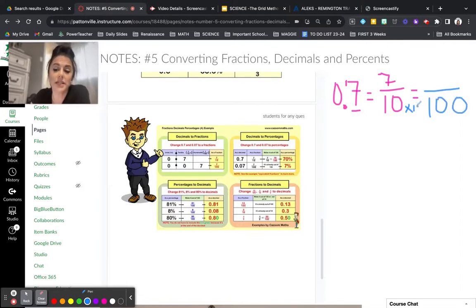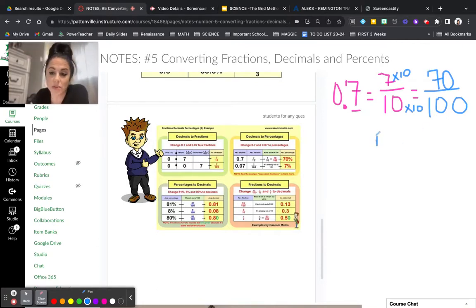I know 10 times 10 is 100. And if you don't know that, you can use your fact sheet. So 10 times 10 is 100. I also know whatever I do to the bottom, I have to do to the top. That's the whole point of it being equivalent, right? So now I have 70 on top, 70 out of 100. So 7/10 is written as 7/10, but it's equivalent to 70 over 100.